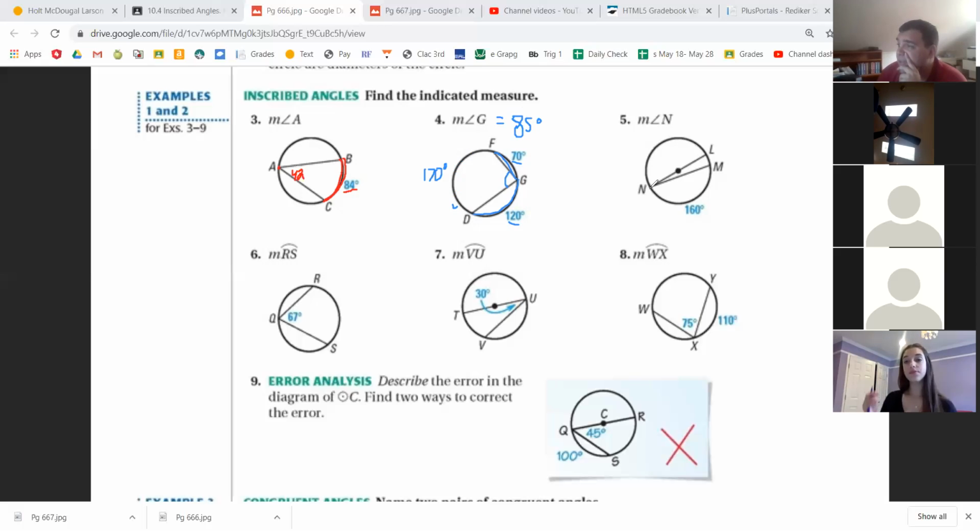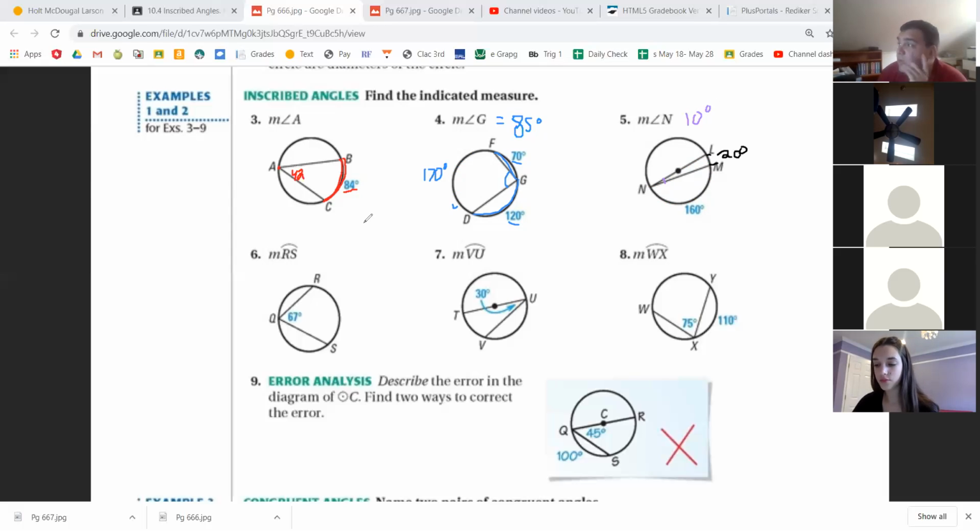Okay, next one, number 5. NL is a diameter. Now, a diameter cuts a circle in half, makes it a semicircle. If that's true, then this red arc that I'm coloring in should be half of a circle, which is 180. If this part in black is 160, then this part right here is 180 minus 160. So this little part right here is 20 degrees. But as we said, the inscribed angle is half the size, the inscribed angle being this one over here. So that should be half of 20, which is 10. So it's 10 degrees.